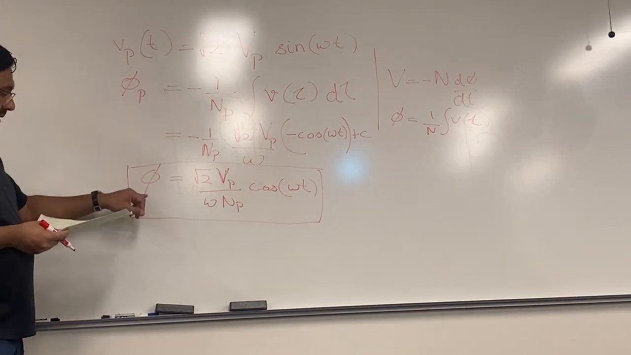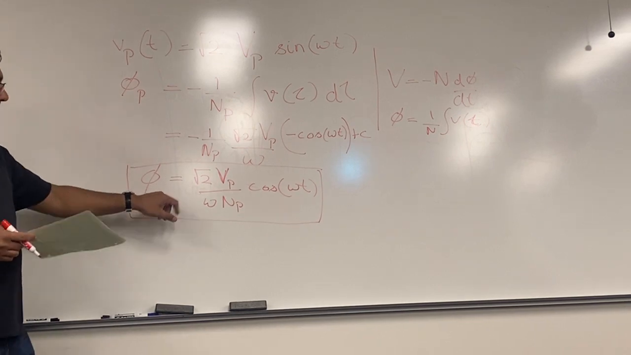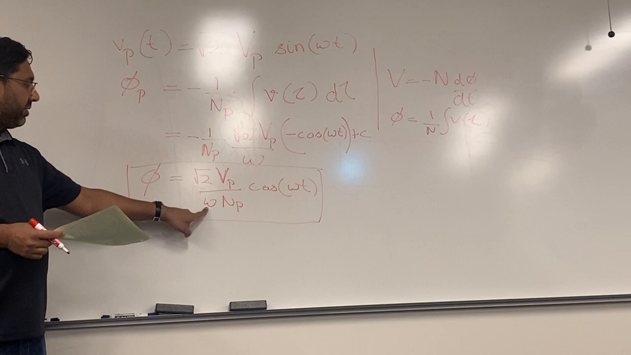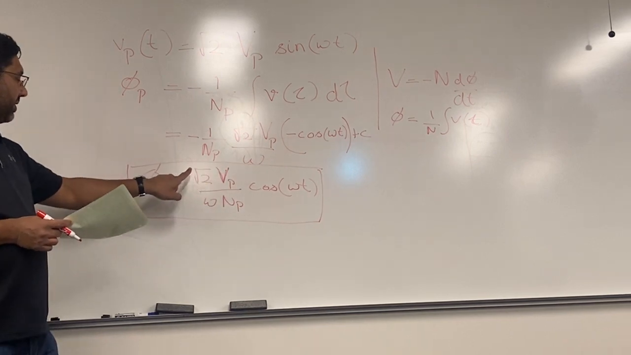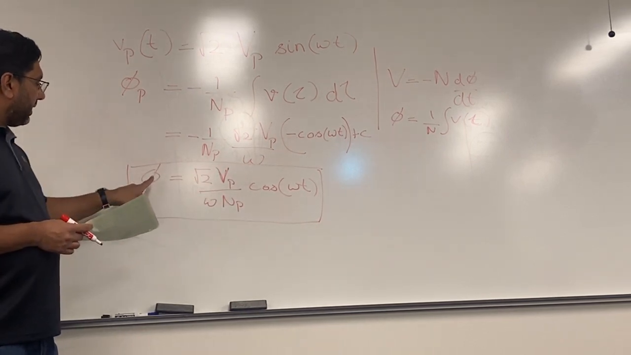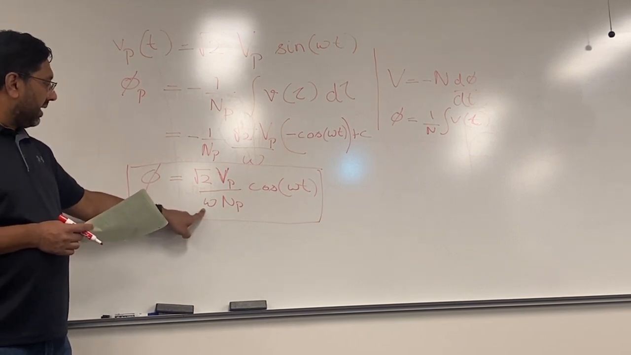Now somehow your flux is dependent on omega, and what's omega? 2 pi f. So the frequency that you're operating at is important. If you're at 60 hertz for the same voltage, think about it this way, at 50 hertz you're going to get a different flux than at 60 hertz. And that's kind of important.